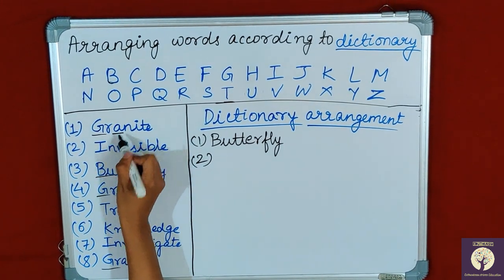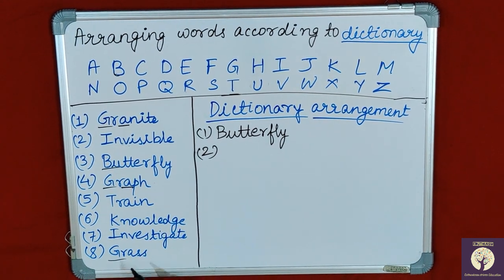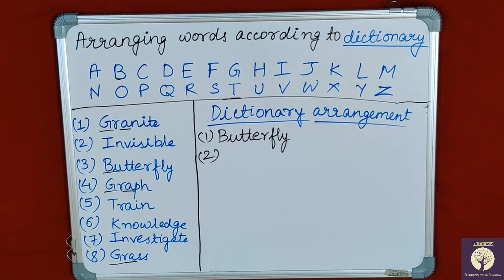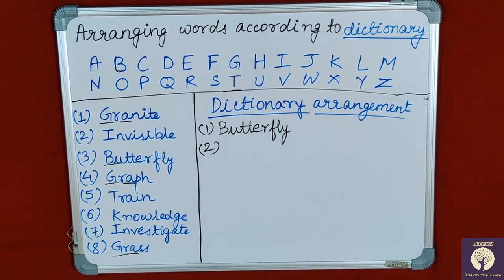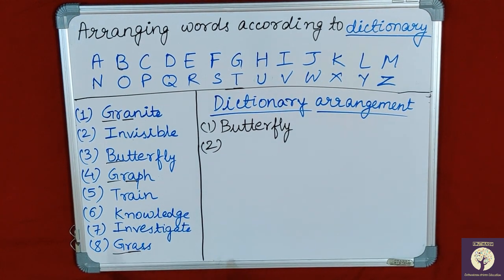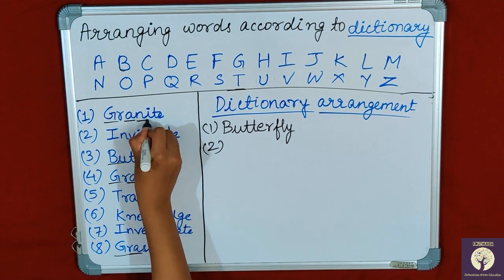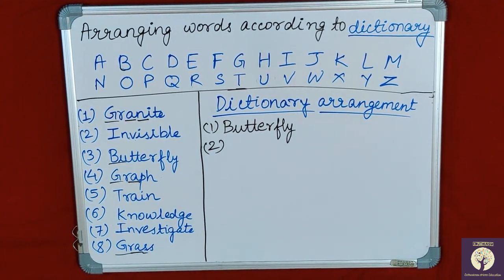The third letter in granite is A. In graph also it is A, and in grass also it is A. So the first 3 letters are found to be same in these 3 words starting with G. We will look for the next letter now, the fourth one. The fourth one here is N. For graph it is P, and for grass it is S.